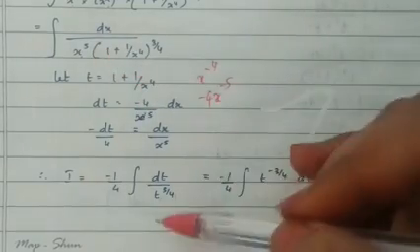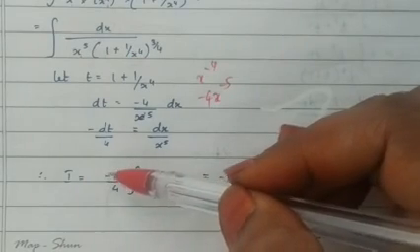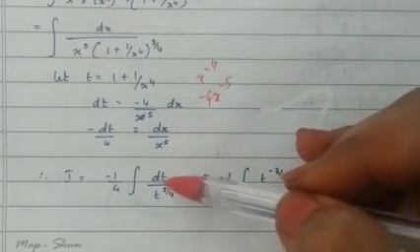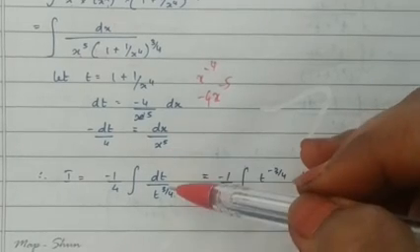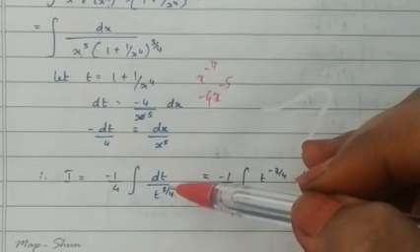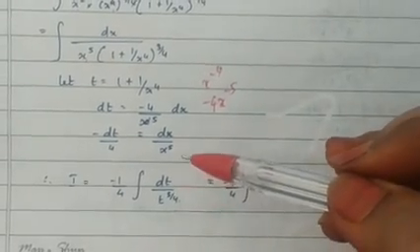Here this can be written as t power 3 by 4. Therefore the integral becomes I equal to minus 1 by 4 integral over dt divided by t power 3 by 4. When you take t power 3 by 4 to the numerator you will get t power minus 3 by 4. After that integrate. When you integrate you need to add 1 to the numerator.